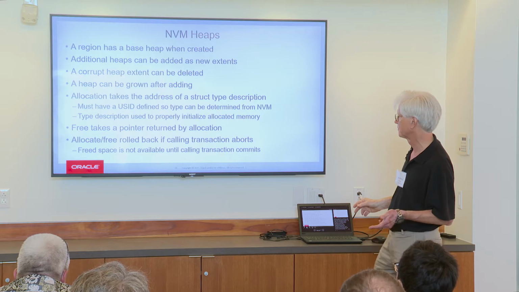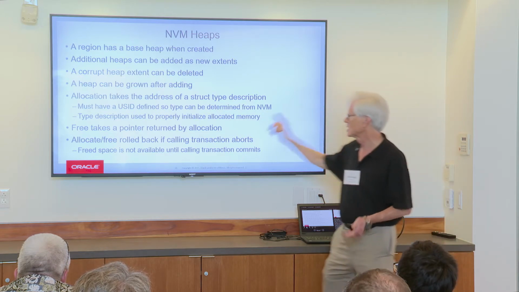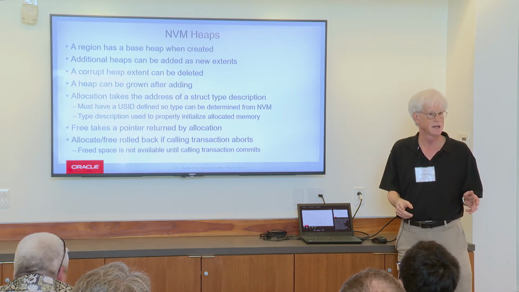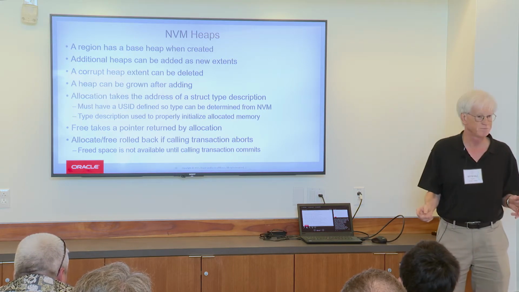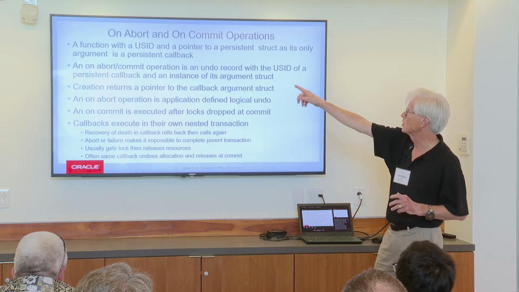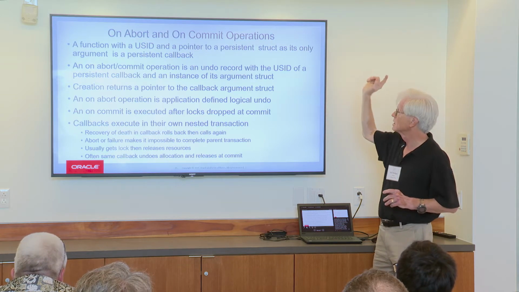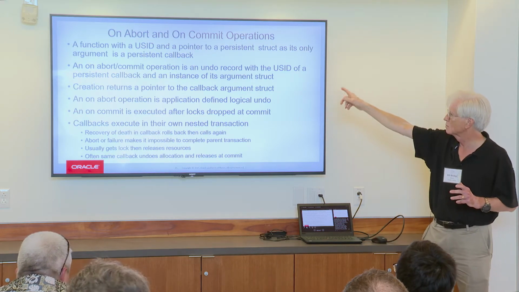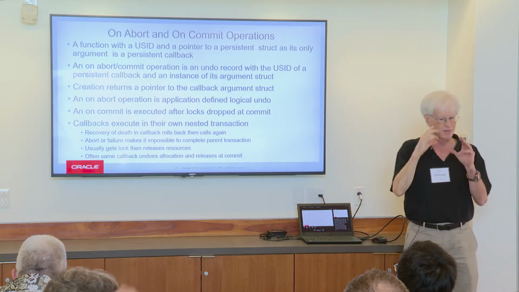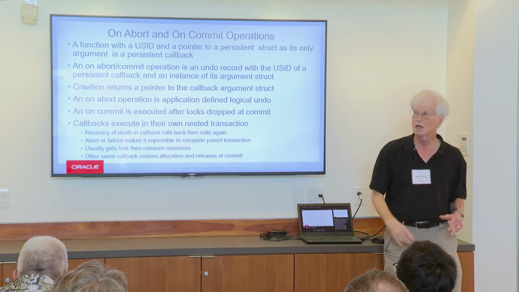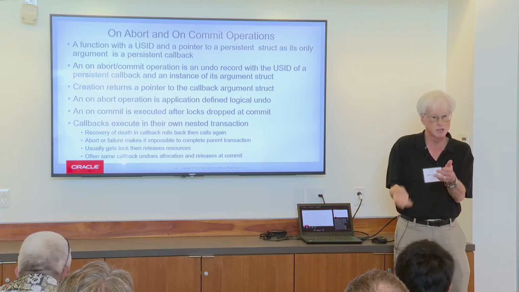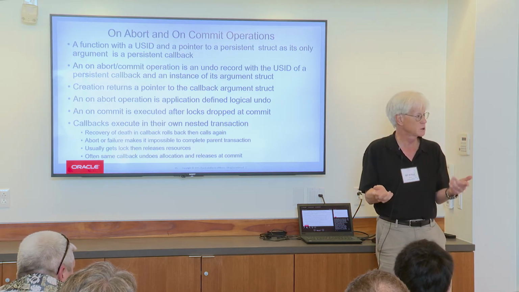And free takes, okay. It's very important that an allocate or a free in a parent transaction that doesn't commit gets rolled back. That is a really critical thing. It's called on-abort operations and on-commit operations. There's also an on-unlock operation, which is not part of the slide. One of these operations is a record in the undo log. It has a USID to point to the function that executes it, and it has some arbitrary persistent struct with it that holds the arguments to that function.